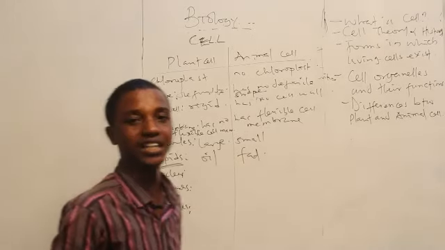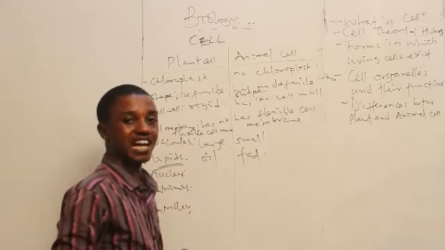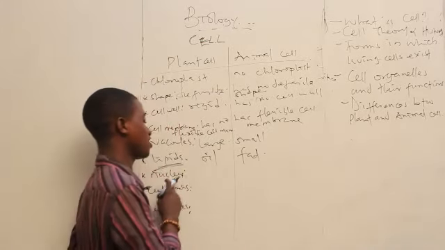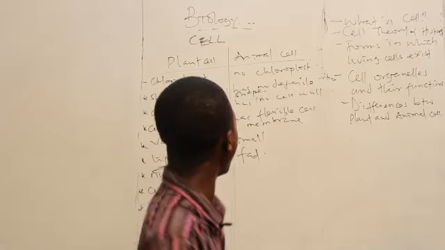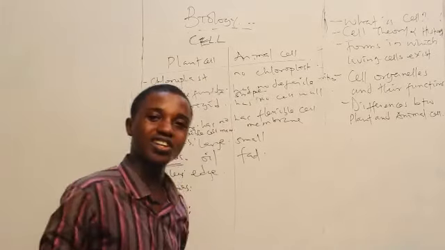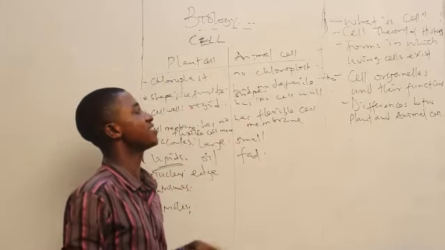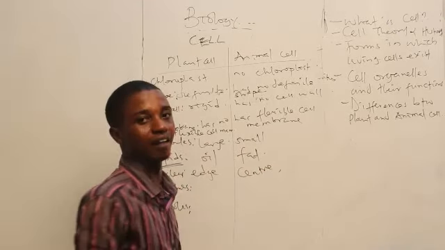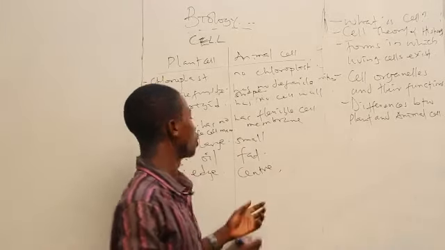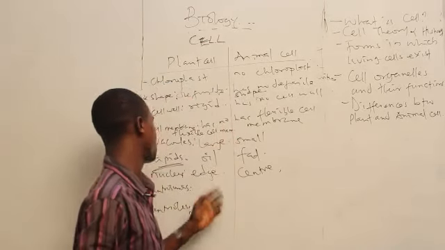Nucleus. Now let's take a look at the nucleus. Where is the positioning of the nucleus in plant cell as well as animal cell? The nucleus is positioned at the edge of the cytoplasm in plant cell, while in animal cell, it is positioned at the center.